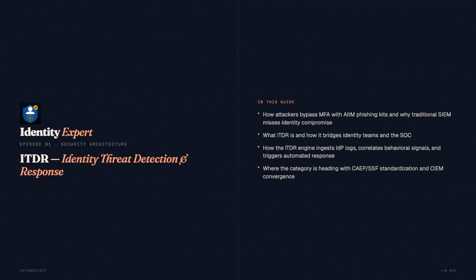In this guide: how attackers bypass MFA using adversary-in-the-middle phishing kits and why traditional SIEM misses identity layer compromise. What ITDR is and how it bridges the gap between identity teams and the Security Operations Center. How an ITDR engine ingests IDP logs, correlates behavioral signals, and triggers automated response. And where the category is heading with CAEP, SSF standardization, and convergence with cloud identity entitlement management.